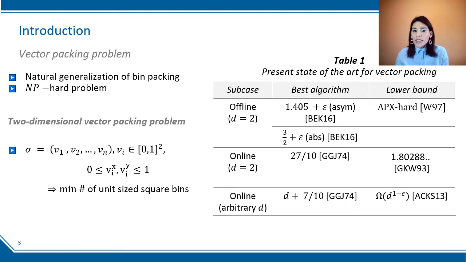Table 1 summarizes some results for vector packing problem, and for 2D, generalization of first fit algorithm by Garey gives 27/10 competitive ratio, which is best known result. Galambos gives a lower bound of 1.8.